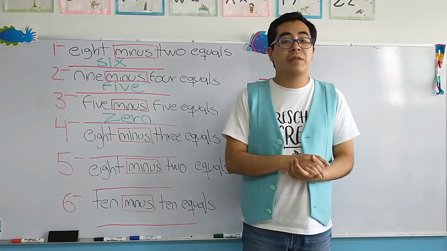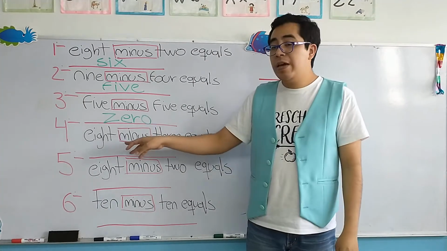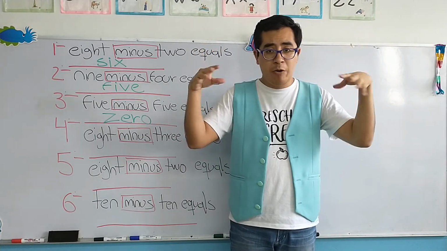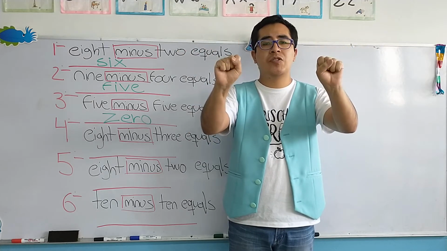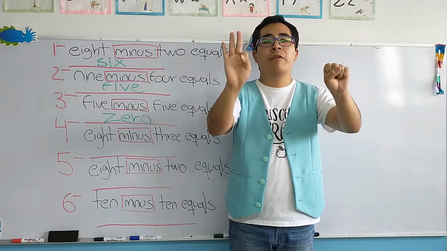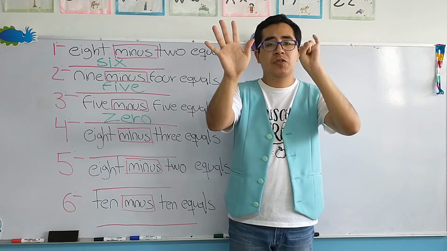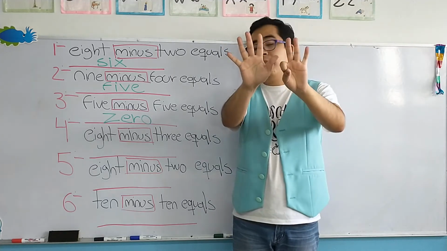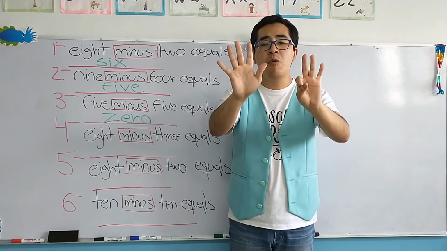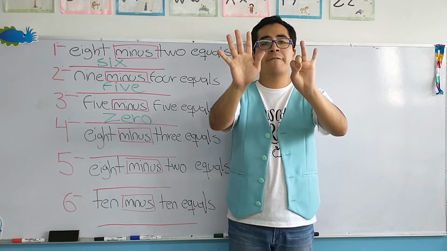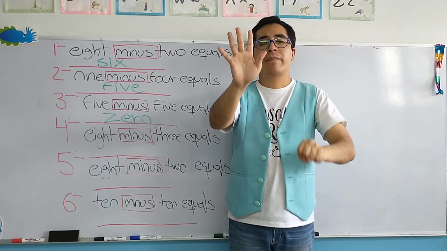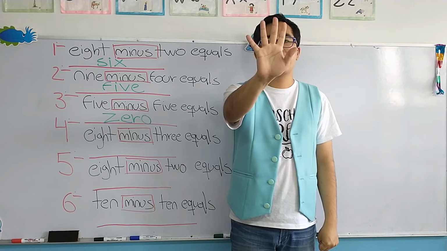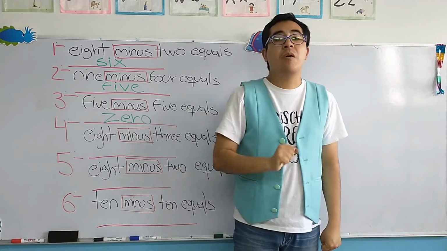Let's continue with the number 4. The number 4, it says 8 minus 3. So once again, using both of our hands, 8 fingers. 1, 2, 3, 4, 5, 6, 7, 8. 8 minus 3. We have to remove 3 fingers. 1, 2, 3. What's the result? What's the total? 1, 2, 3, 4, 5. Number 5.